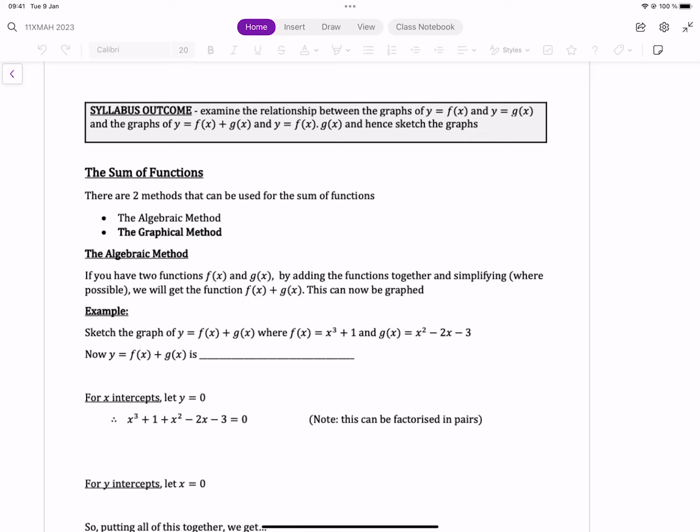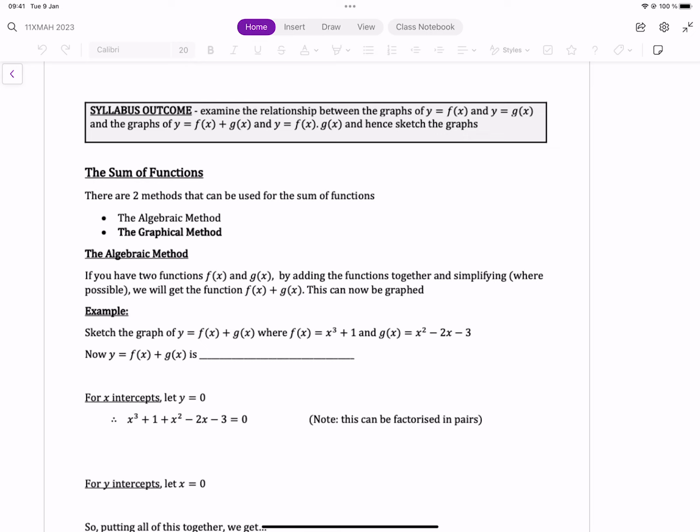Now, for some reason, the syllabus mentions the word sum of functions, but technically subtraction is a form of sum, so we're also going to look at the difference of two graphs. So the sum of functions, there are two methods that can be used for the sum of two functions. The bad method, which is the algebraic method, and the graphical method, which is the easy method.